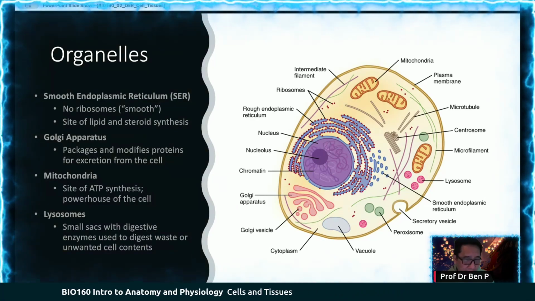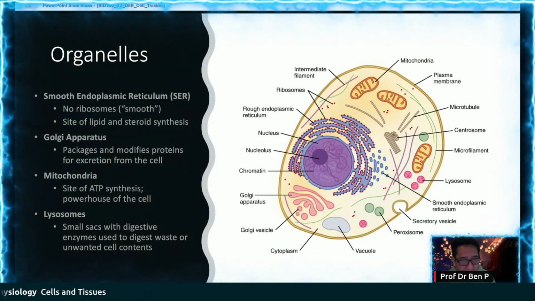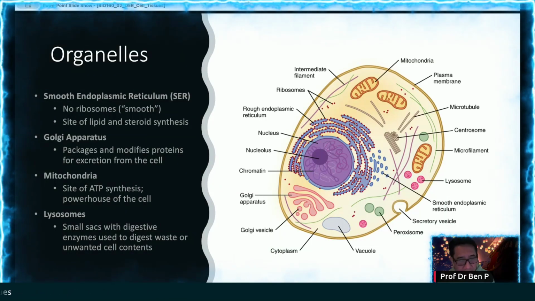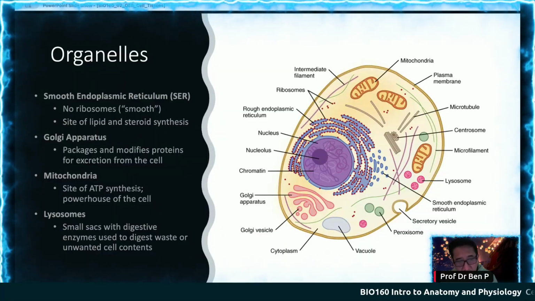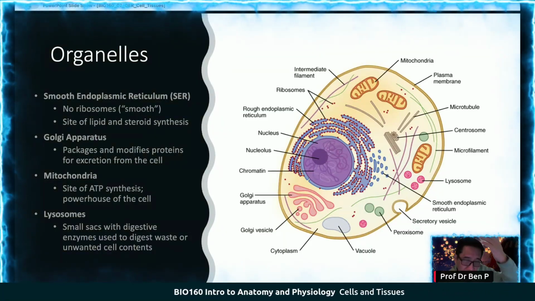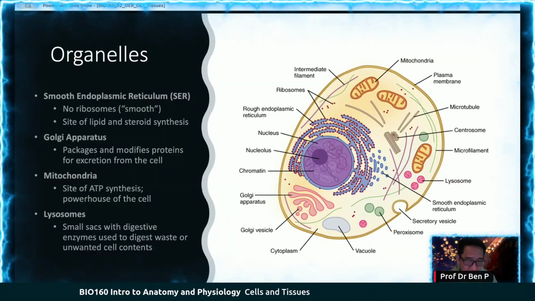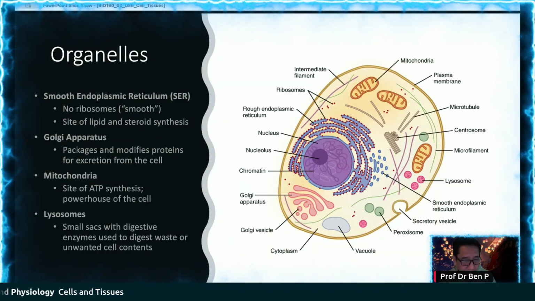Okay, mitochondria. Think of ATP. Okay, these are the powerhouse. These are the ones that make energy, and the energy in the cell is in the form of ATP. Okay, ATP. So adenosine triphosphate. That's what ATP stands for.